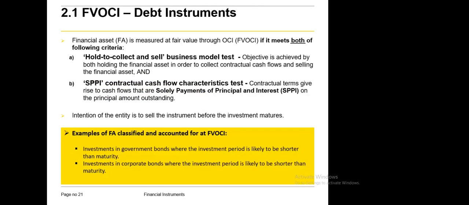FVOCI debt instrument: a financial asset is measured at fair value through OCI if it meets both the tests, that is the hold to collect and sell business model test, plus the SPPI test, which we have already discussed. Here the objective is to hold and sell the asset, and then you will be realizing the value, and the value will be solely payments of principal and interest. See here it says the objective is achieved by holding the financial asset in order to collect the contractual cash flows and selling the financial asset. And whatever amount you are collecting is with respect to your principal and interest payment.